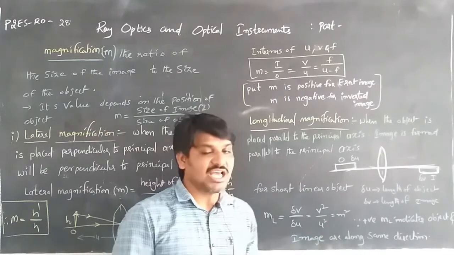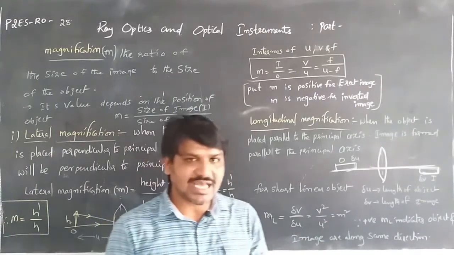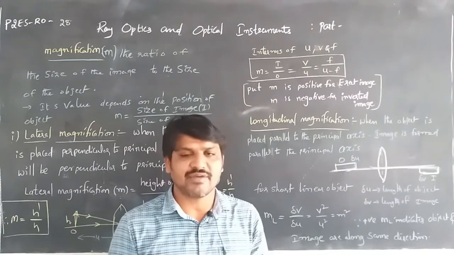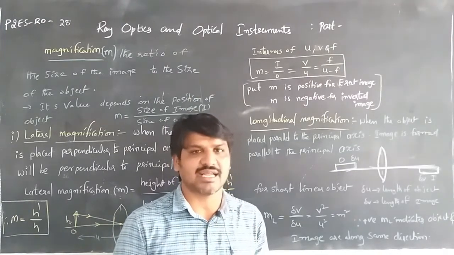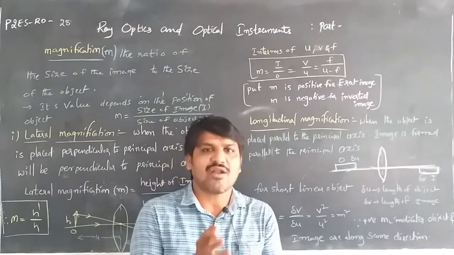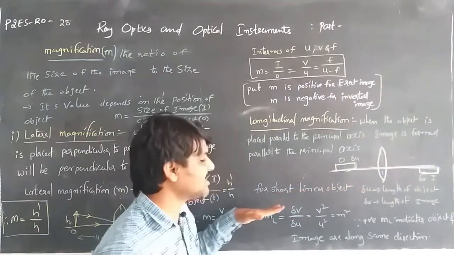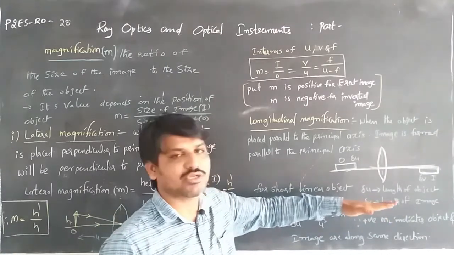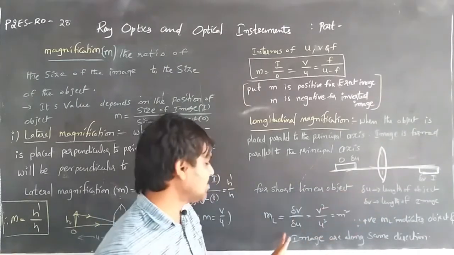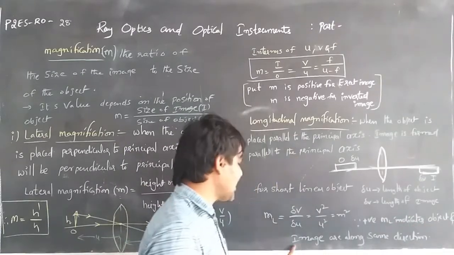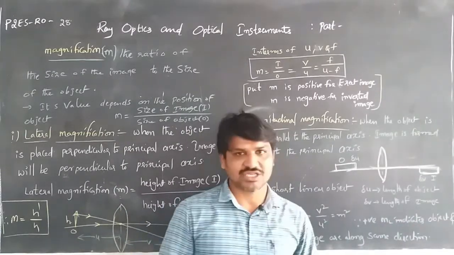According to the sign convention, the positive sign can be taken. When the value is positive, the image and object are both moving along the same direction. So positive ml indicates that object and image are along the same direction.